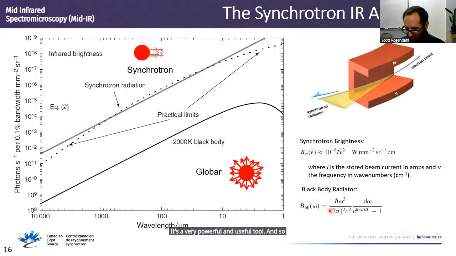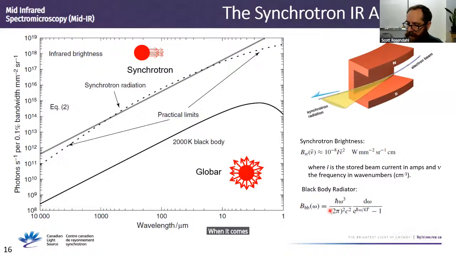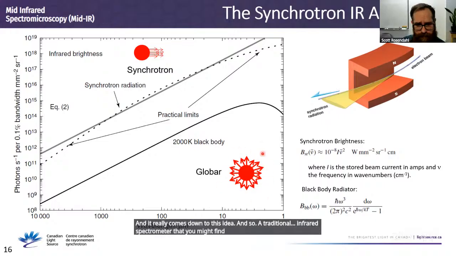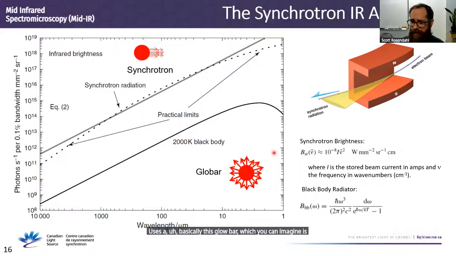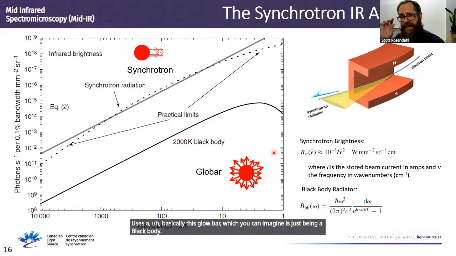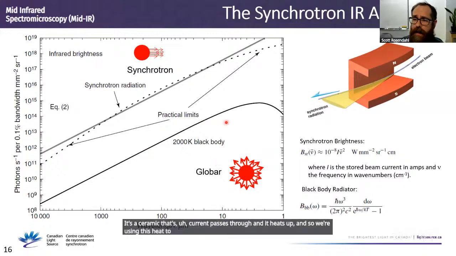And so, again, why do we need a synchrotron to do this? What is so valuable about a synchrotron when it comes to doing this IR spectral microscopy? And it really comes down to this idea. A traditional infrared spectrometer that you might find in a lab uses basically this glow bar, which you can imagine is just a black body. It's a ceramic that current passes through and it heats up. And so we're using this heat to produce the IR photons, the required energy for what we need.